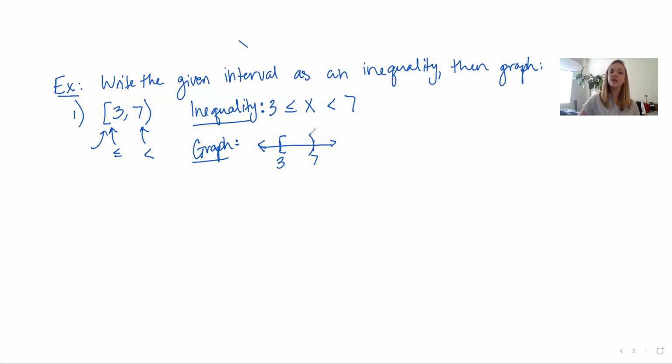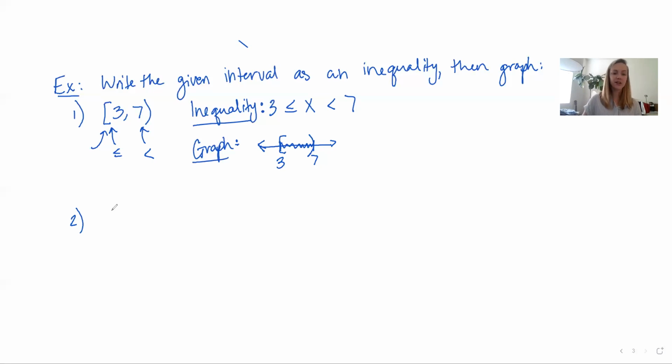They're both facing inwards because we're going to shade in between. So this is saying any number between 3 and 7, including 3, but not 7, is a solution to whatever this problem was. So let's go ahead and try one more of these and we'll call it good for this section.